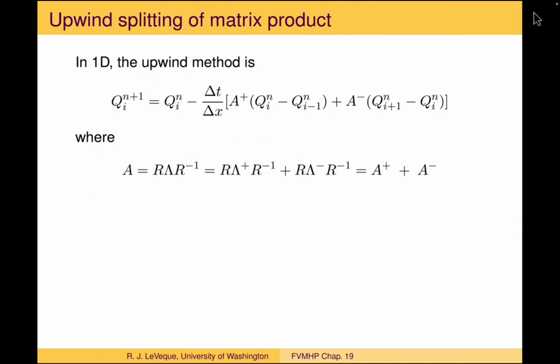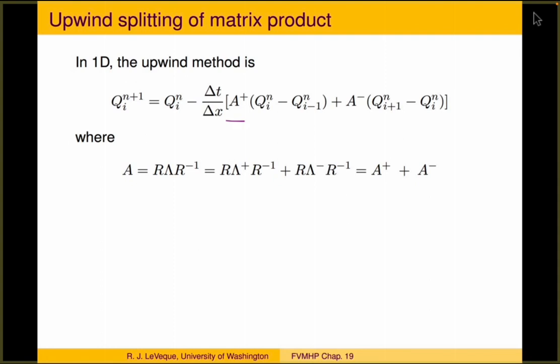And then to extend this from just the scalar advection to a system of equations, we can look at how we do the splitting of the matrix A in one dimension. The basic upwind method in one dimension we could write in this form, where the A plus matrix comes from taking A, doing its eigenvalue decomposition, and then splitting that up into lambda plus, the diagonal matrix with only positive eigenvalues, the others zeroed out. Lambda minus is the diagonal matrix with only the negative eigenvalues. And these two matrices are how we define A plus and A minus.